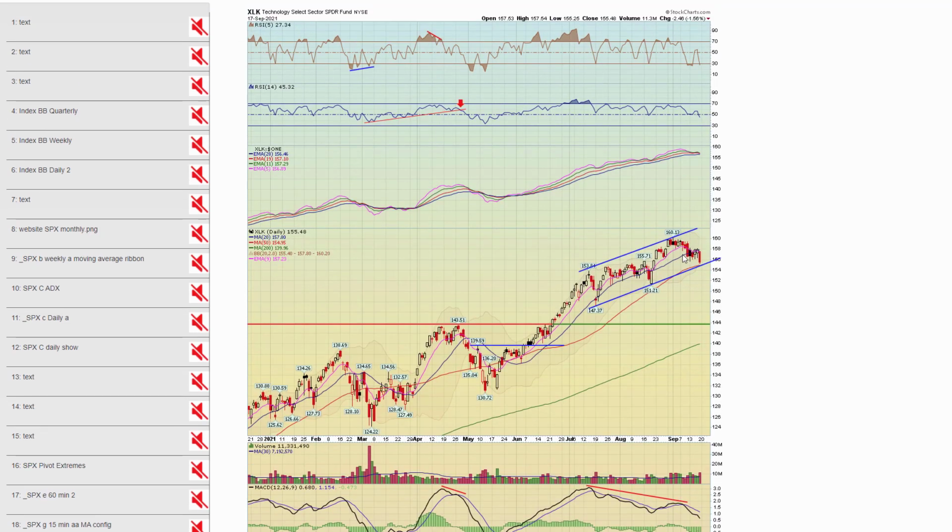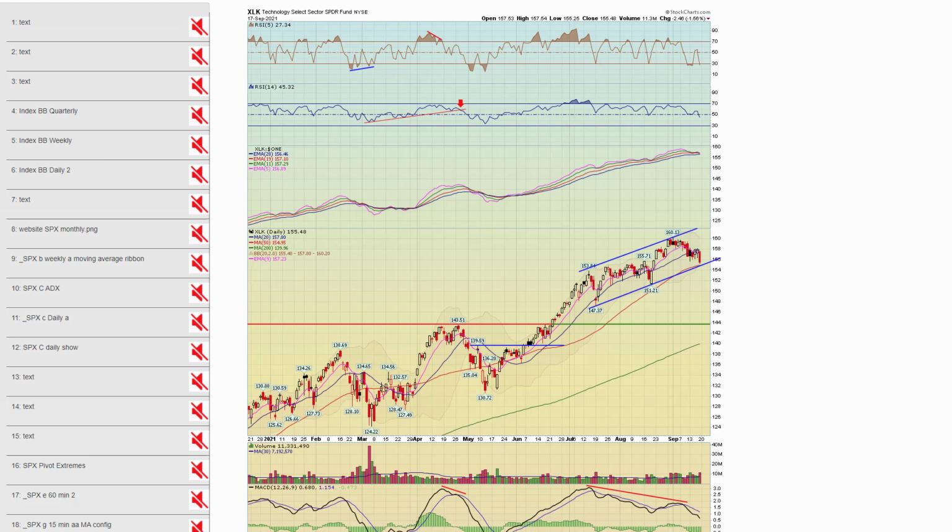XLK, technology. Obviously this is an area to watch, big cap tech. This parallel channel, I drew this a couple weeks ago. You can see the 50-day moving average and uptrend line here. This is a big area, guys. So we're going to bounce off of here.